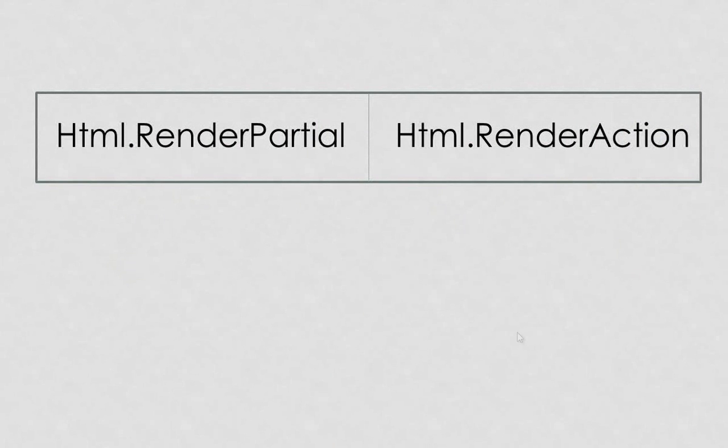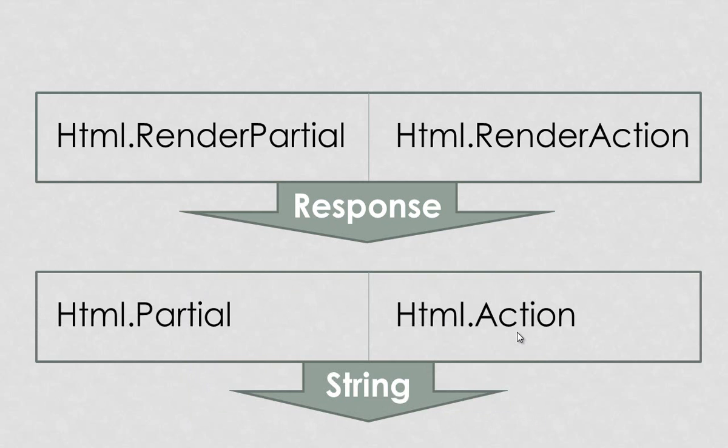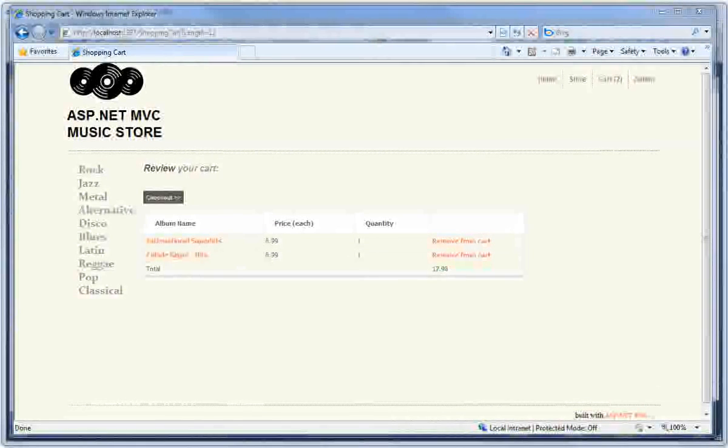Now, both RenderPartial and RenderAction return their results to the response, and that's for one simple reason: performance. Writing directly to the response object is just plain fast. But in a lot of cases, you may need your response as a string. Let's say you're doing something with JSON, or you need your string for manipulation or other formatting. And you can do that with Html.Partial or Html.Action. So let's look at this in action.